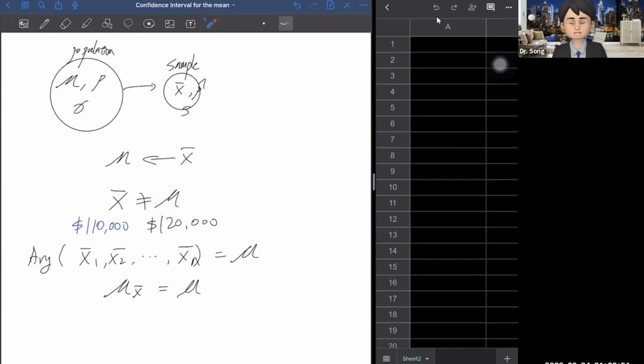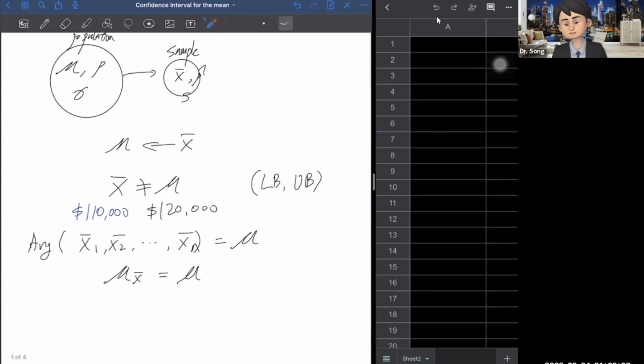We want to estimate the interval. So that being said, we want to find the lower bound and the upper bound. And we expect the population mean would be located between this lower bound and the upper bound. Then how can we estimate the confidence interval?